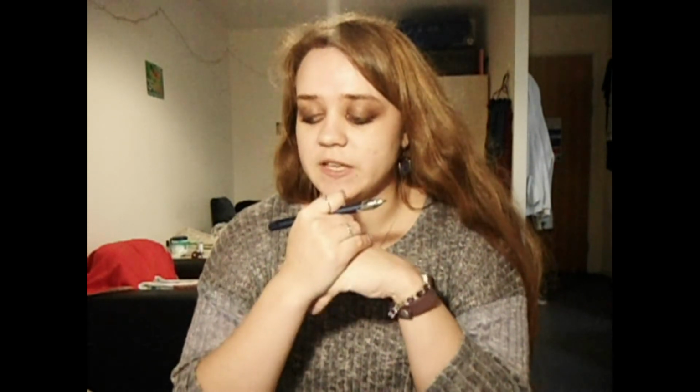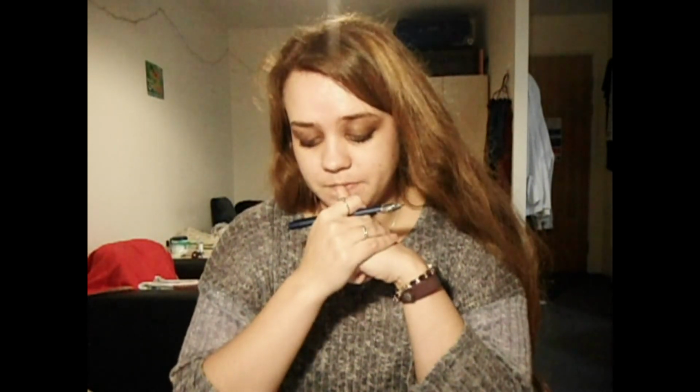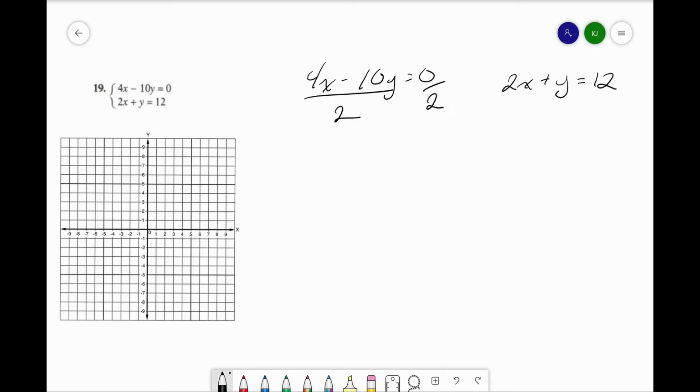Now let's look at these. Is there any way we can reduce one of these questions down so that it makes it easier to solve? We could divide both sides of this one by 2 and make it 2x minus 5y equals 0, as that then makes it slightly easier to deal with because the numbers aren't quite as big. And then this one we can't really do anything with, so we'll just leave it as is.